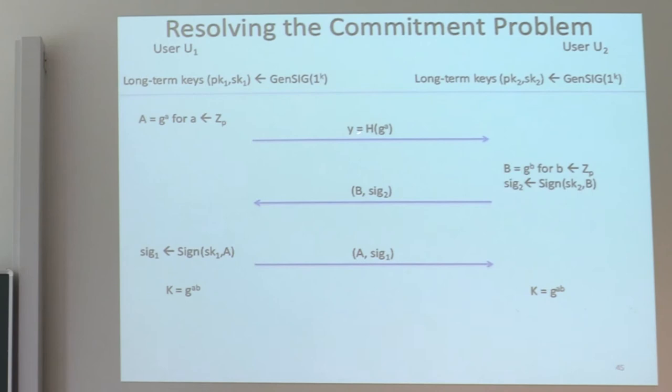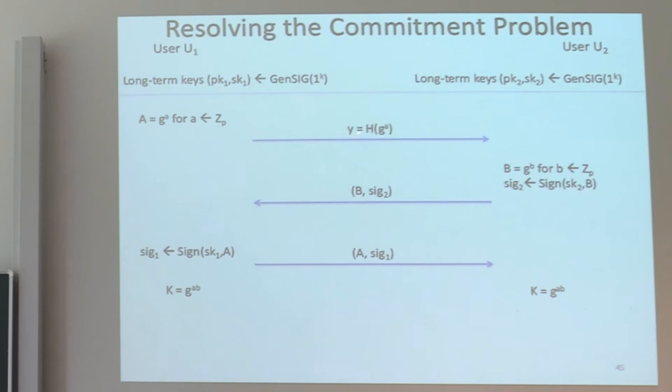Okay? So this is some value y. Then the user U2 would respond with b and a corresponding signature, and finally user one would send a and the signature here, and user 2 would check whether this a here is indeed the value which is contained in this commitment up here. Okay. So why does this help us?